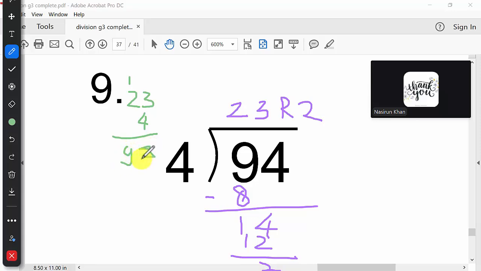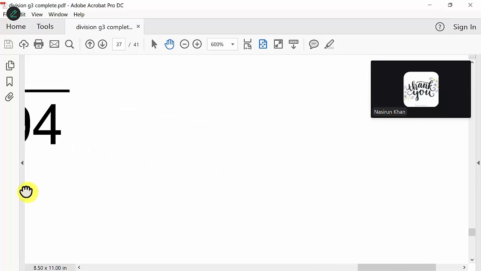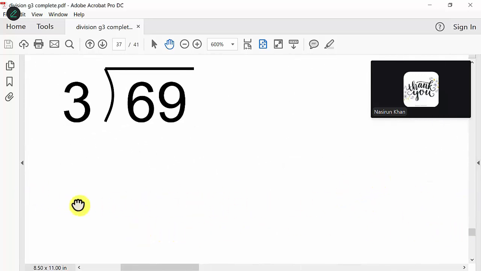So 92 plus 2. So this one we have plus 2 equals 94. So it's correct, the answer. The answer is 23 remainder 2, or 23 2 per 4. Okay, let's do another number. We'll do all the numbers here, so you get the idea of how to do this long division method.